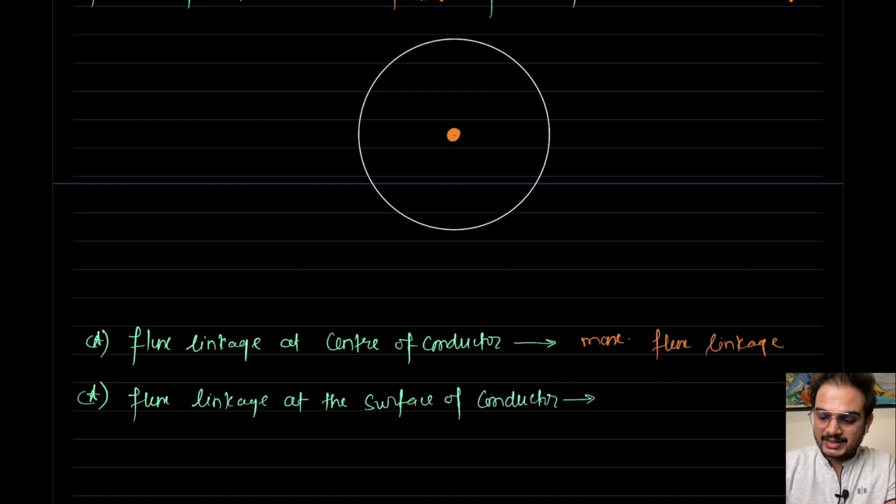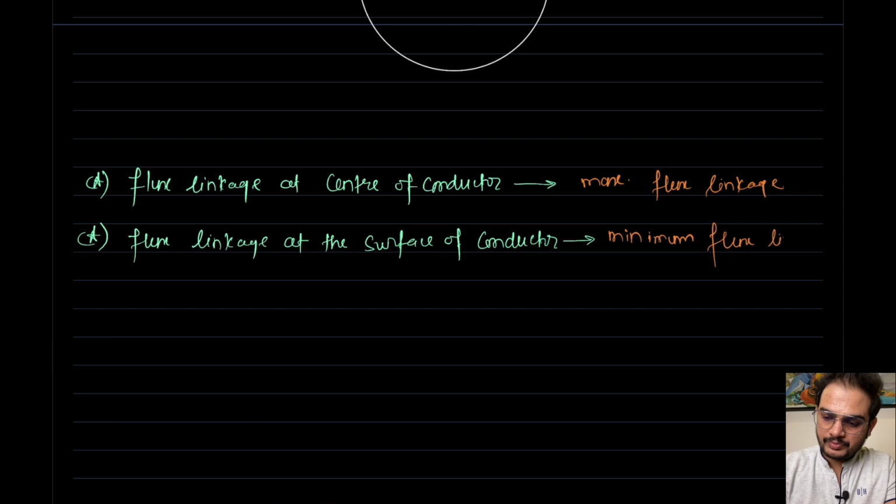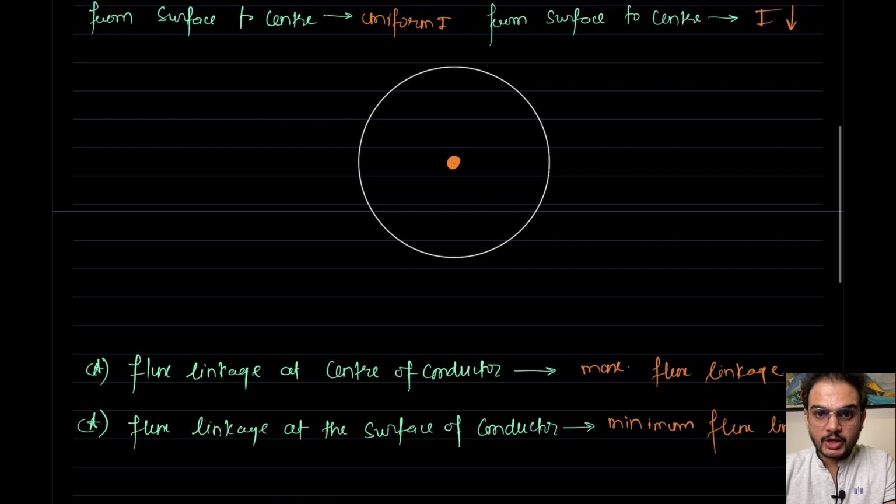And flux linkage at the surface of the conductor, this is nothing but what? At the surface of the conductor, my flux linkage is minimum. Okay, so what I told you, because of skin effect, what is happening? There is a non-uniform distribution of current, and the main reason behind this non-uniform distribution of current is non-uniform flux linkages. Non-uniform flux linkages means what? At center, maximum flux linkage, at surface, minimum flux linkage.